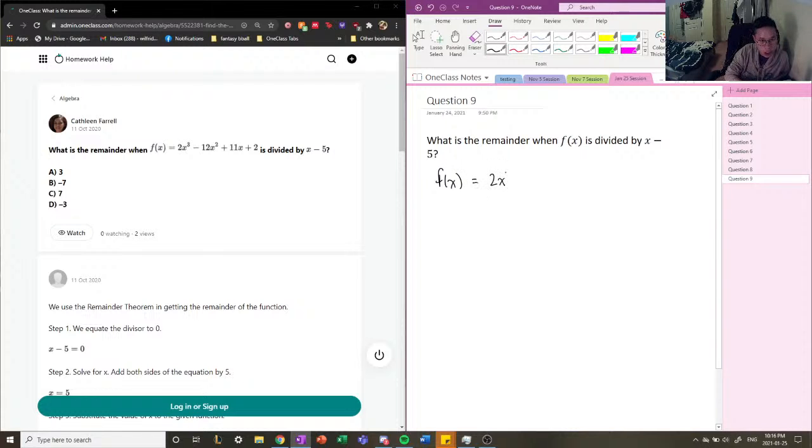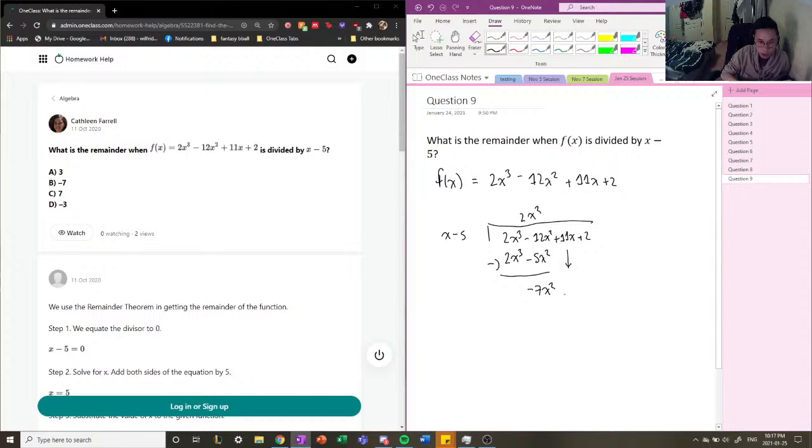So if f of x equals 2x cubed minus 12x squared plus 11x plus 2, and we have our divisor as x minus 5. Okay, so the first one is 2x cubed minus 12x squared plus 11x plus 2 divided by x minus 5. The first term here is going to be x squared. If I multiply this by x squared, we get 2x cubed minus 5x squared, right? If we subtract this, whoops, we have negative 7x squared.